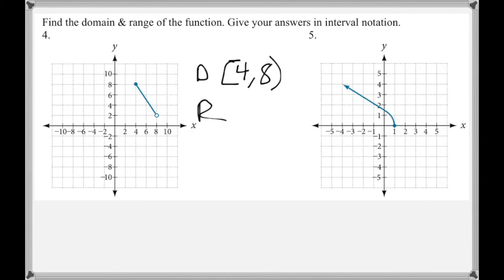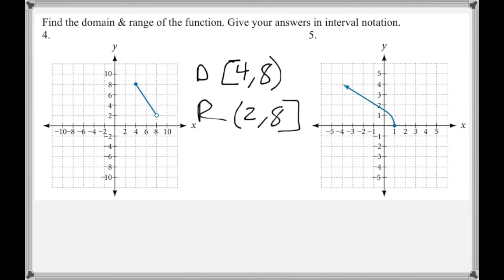Now the range is talking about the y values. So I no longer care about left and right, I care about up and down. So how far down does this function go? Well, the lowest value is 2, and it actually doesn't reach that because it's an open dot. The highest value is 8, and it actually does reach that. So my range would be 2 to 8, not including 2, but including 8. So you really have to kind of separate in your mind left and right from up and down.